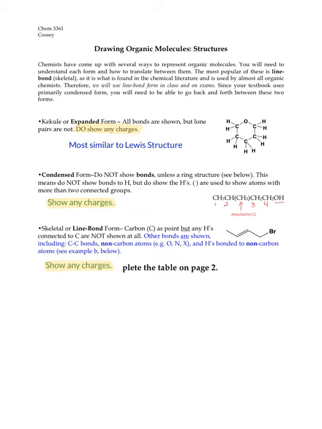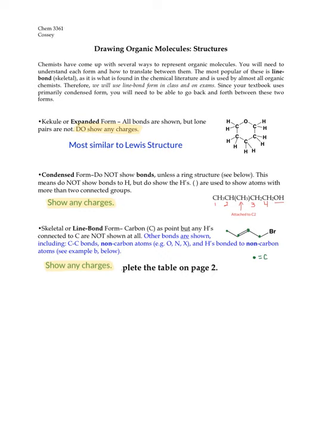So now let's look at line bond form, also called skeletal form. In this form, basically what you're doing is assuming that any point on a line is a carbon. So if you look here, we've got 1, 2, 3, 4 in the zigzag. Each of those points, I'll make a little dot here so you can tell, those are carbons.